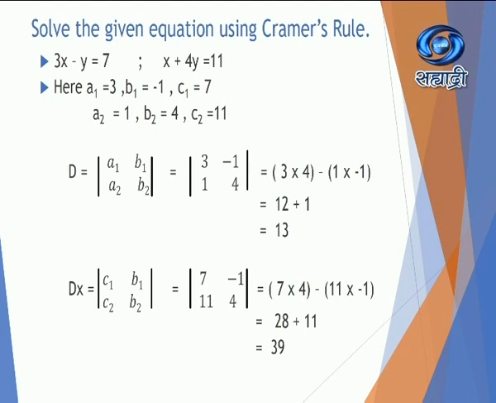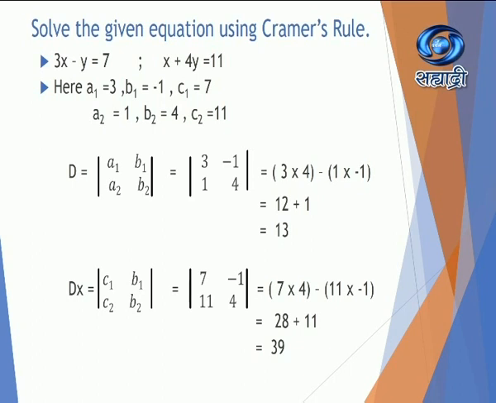Now coming to the Dx determinant, that is we are solving it for x now. So here we are considering c1, b1 and c2, b2. That is 7, minus 1, 11, 4. When you multiply it, that is 7 multiplied by 4 minus 11 multiplied by minus 1. 7 into 4 is 28. 11 into minus 1 is minus 11. Again, two negatives will become one positive. So 28 plus 11, that is 39. So here we have the value for the determinant Dx.